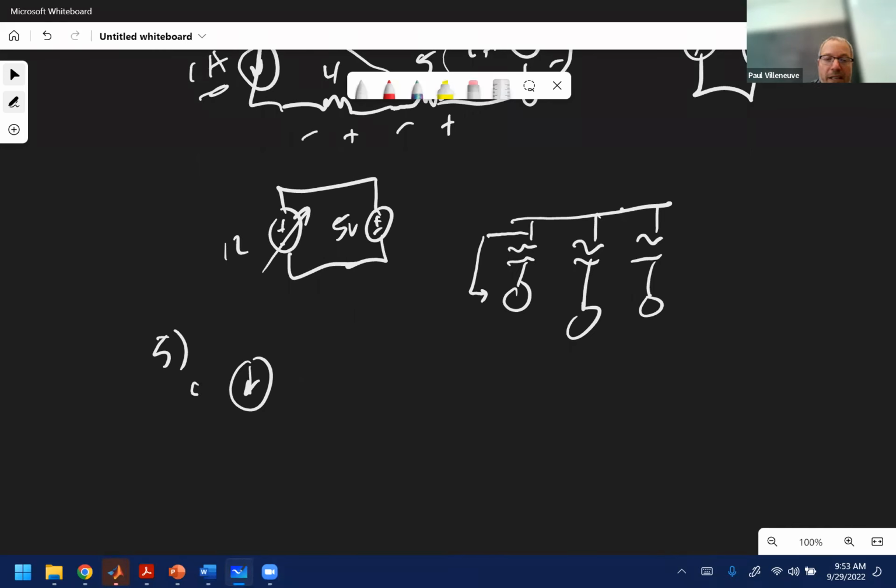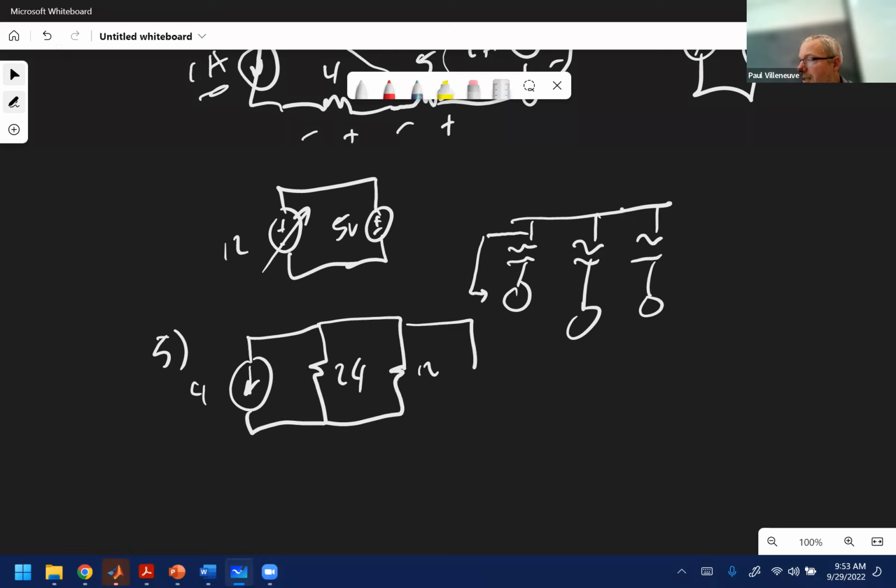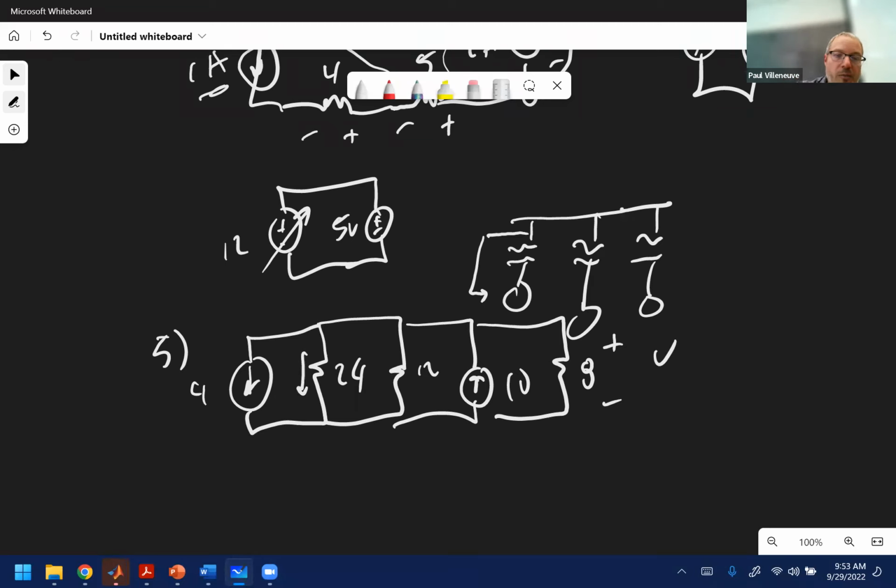So let's see, 4 amps, 24 ohms, 12, another current source, this is 10, and this is 8. It asks you to solve for V, the plus to minus voltage V. And then it asks to solve for IR1, which is the current through the 24 ohm resistor.